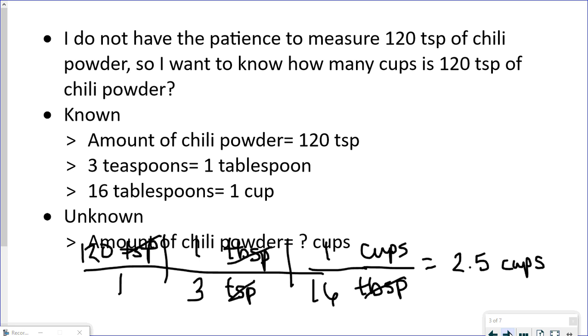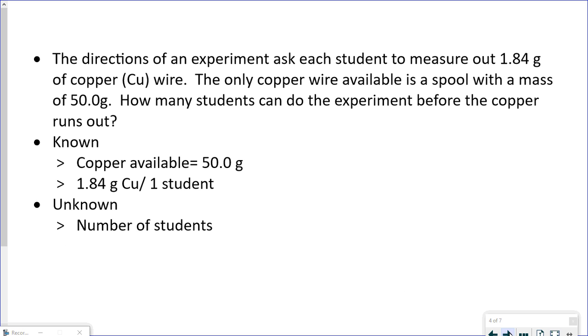Let's look at a more science-related example. The directions of an experiment ask each student to measure out 1.84 grams of copper wire, but the only copper wire available is a spool with a mass of 50 grams. How many students can do the experiment before the copper runs out? Now, some of these you're probably going to be able to do in your head. They're easy one steps, but still always show work for things like this.